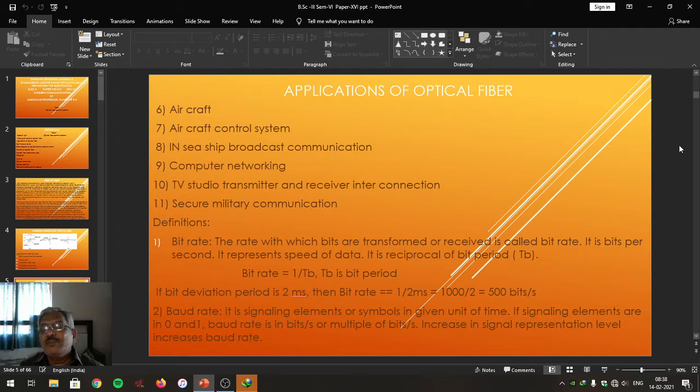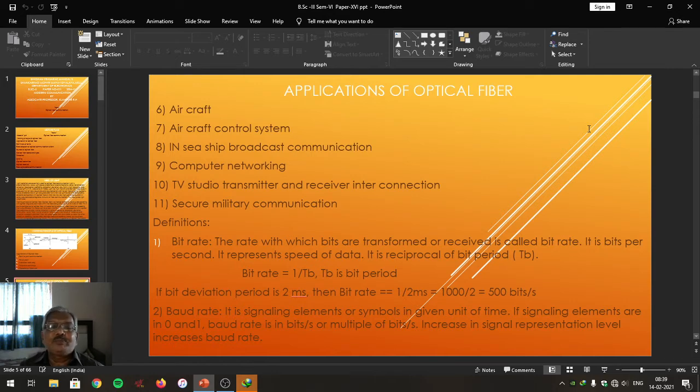In yesterday's lecture, we studied the meaning of optical fiber communication, then the meaning of optical fiber. What is optical fiber? That we have covered. Then we have studied the need of light to carry the signal from transmitter toward the receiver through the optical fibers. Why light is needed.